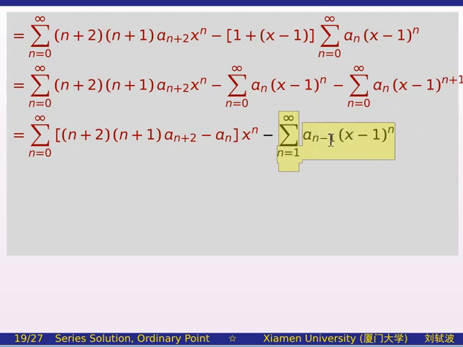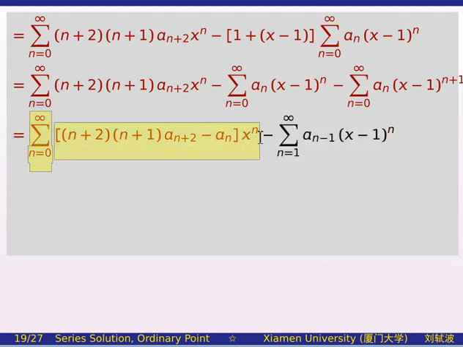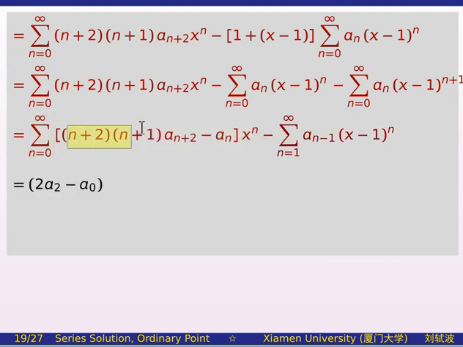And this is a_{n-1}(x-1)^n. Okay. Then we can combine all together. But the first term in the first summation, the power of x minus 1 is from 0 up. But for the second, it is from 1 up. So we need to write the term corresponding to n equal to 0 for the first summation separately. That is, when n equal to 0, this is 2 multiplying 1, then a2 minus a0.